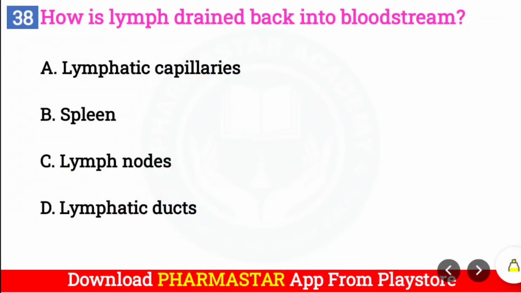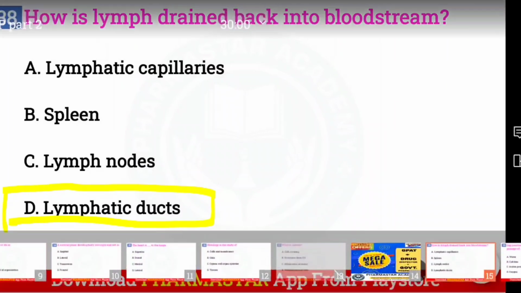Next question. How is the lymph drained back into the bloodstream? Option A. Lymphatic capillaries. B. Spleen. C. Lymph nodes. D. Lymphatic ducts. The correct answer is option D, lymphatic ducts. Lymph is drained back into the bloodstream through the lymphatic ducts, the right lymphatic duct and the thoracic duct. The answer is D.